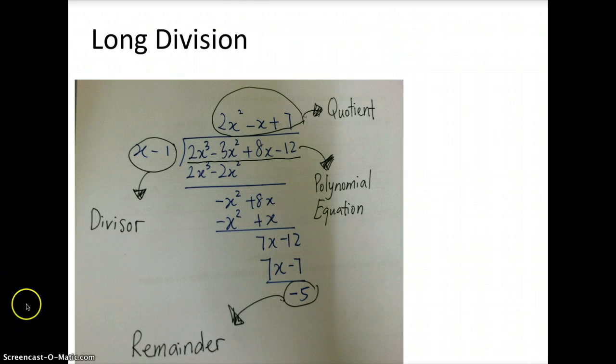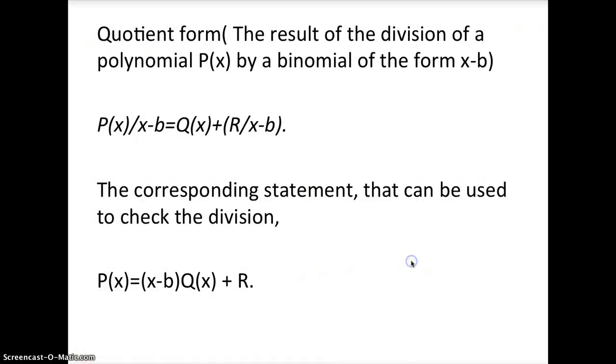This is an example of long division, and this is the quotient, the divisor, the polynomial, and this is the remainder. Quotient form: what is quotient form? It is the result of the division of a polynomial p(x) by a binomial of the form x minus b. This is an example. The corresponding statement that can be used to check the division is p(x) equals x minus b multiplied by the quotient plus the remainder.